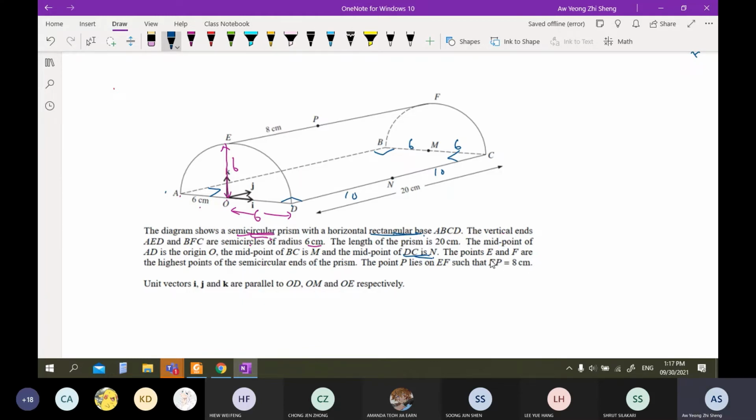The points E and F are the highest points of the semicircular ends of the prism. Point P lies on EF such that EP is 8, then PF must be 12 because 8 plus 12 gives you 20. Unit vectors ijk are parallel to OD, OM, and OE respectively, so ijk are directions as shown in the diagram above. Okay. Now let's look at part 8.